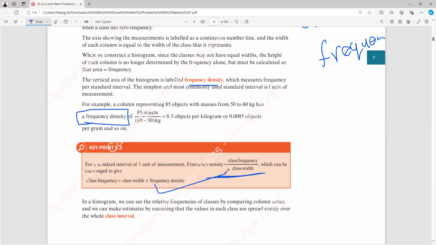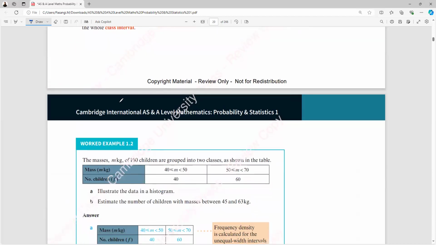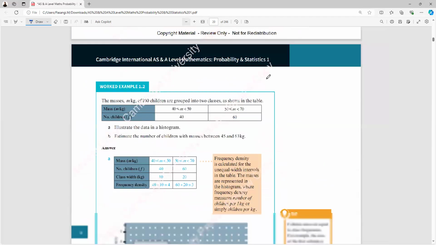That's what we have. In a histogram, we can see the relative frequencies of classes by comparing column areas. And we can make estimates by assuming that the values in each class are spread evenly over the whole class interval as well. Okay. Now, go through the worked example 1.2.